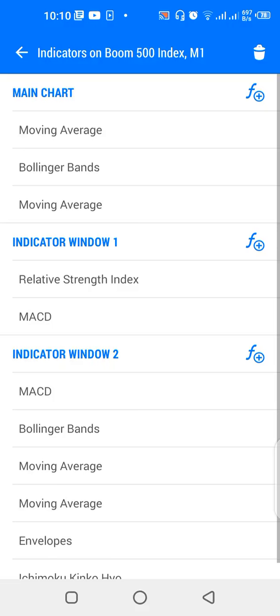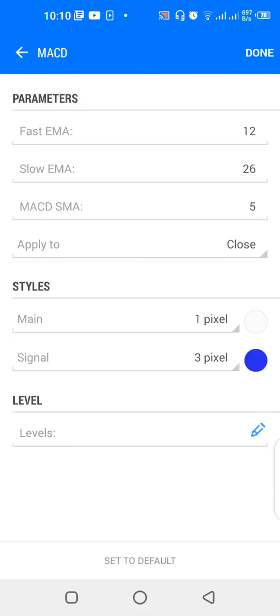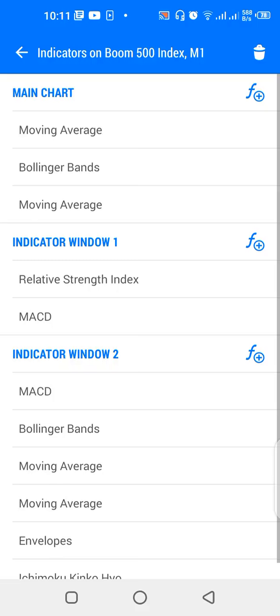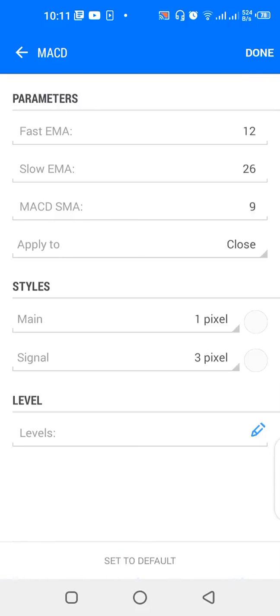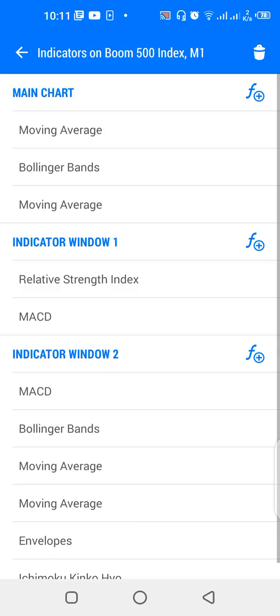Then we have MACD, fast EMA is 12, slow EMA is 26, MACD SMA is 5, apply to close. Now only the color of the signal style will be purple or blue. For indicator window 2 we have MACD, fast EMA is 12, slow EMA is 26, MACD SMA is 9, apply to close. And now the color of the main and the signal style will match the background color of the chart.